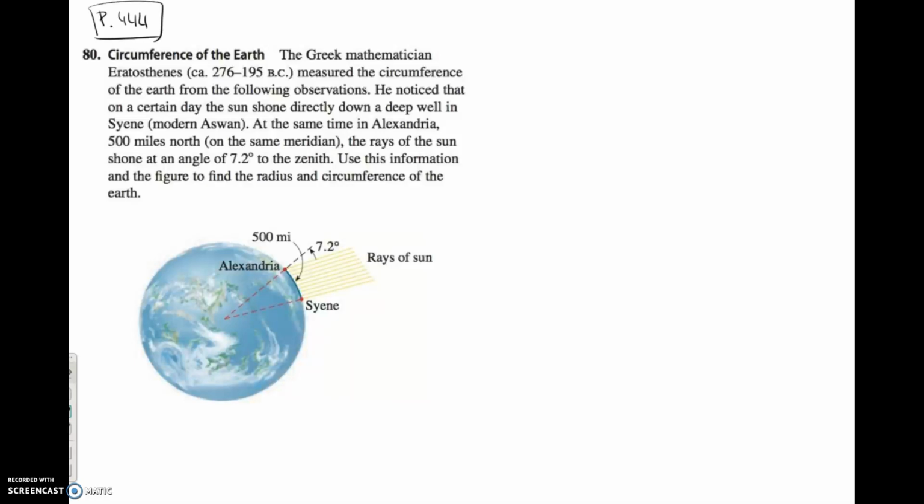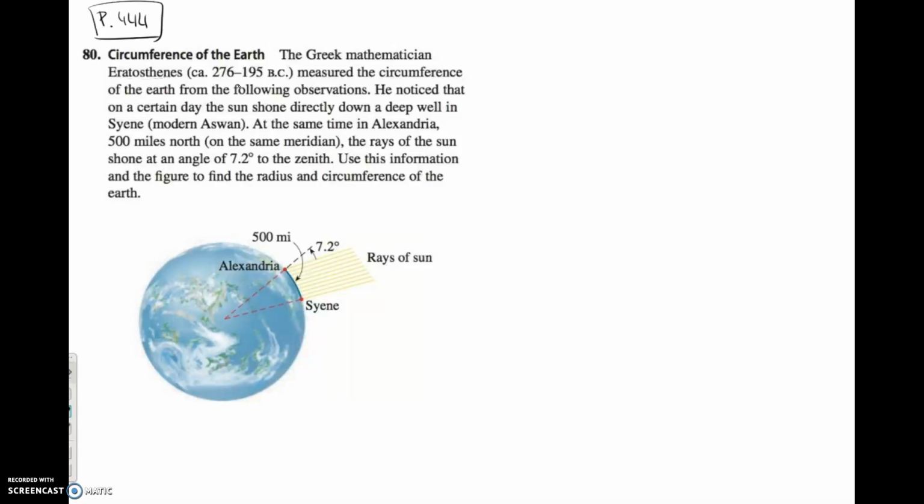Problem 80 on page 444, section 5.1, gives us a word problem here. It talks about the circumference of the Earth. The Greek mathematician Eratosthenes measured the circumference of the Earth in 200 BC, which is pretty impressive.